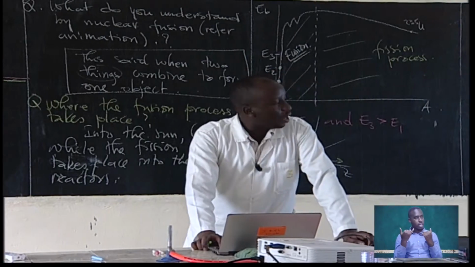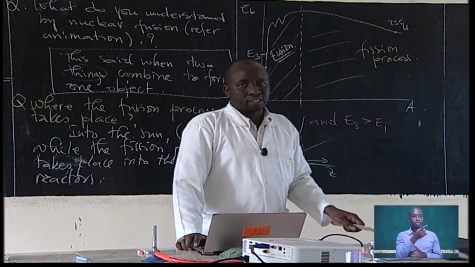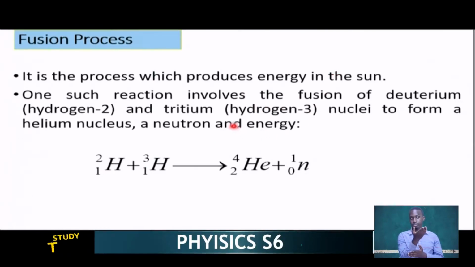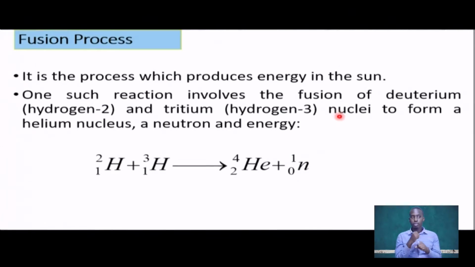Now what is next is this reaction example, or the nuclear reaction. One such reaction involves the fusion of deuterium, hydrogen-2, and tritium, that is hydrogen-3, this one. You see that? So here we have hydrogen-3, and these nuclei form a helium nucleus, a neutron, and energy. Remember, this energy is released in this reaction.